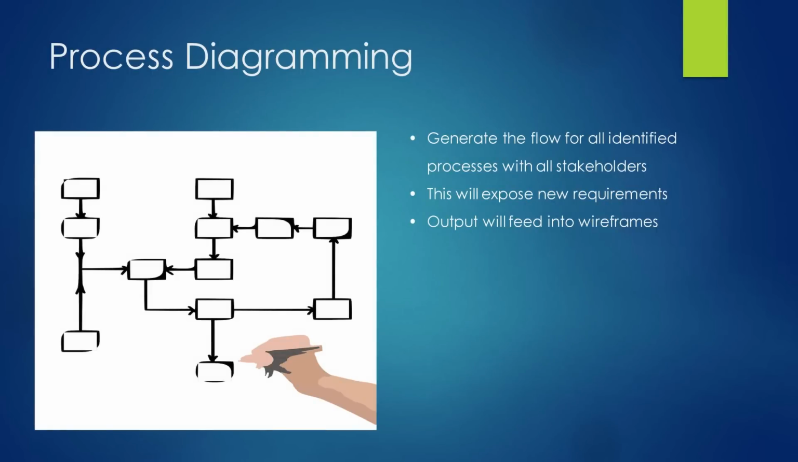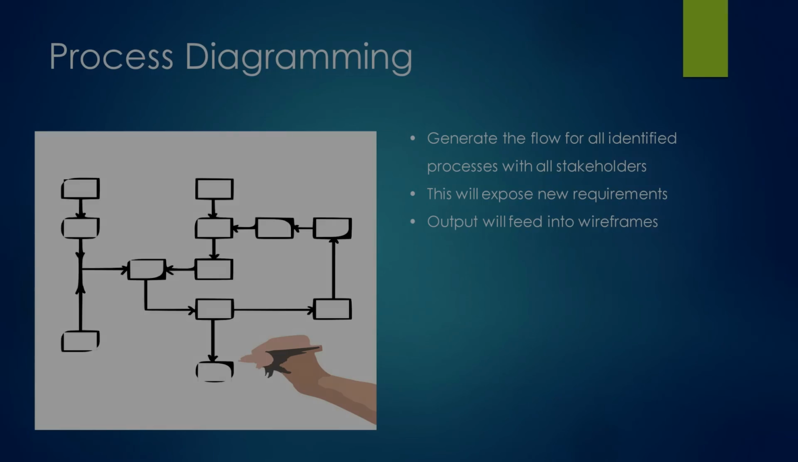Process diagramming. Process diagramming is where you pull the entire team together and walk through the flow for each of the identified processes that will be part of the project. This forces the stakeholders to think about each and every step through the requested application and often exposes new requirements that no one had taken into consideration previously. The output of these sessions also serves as a fantastic input for wireframing.